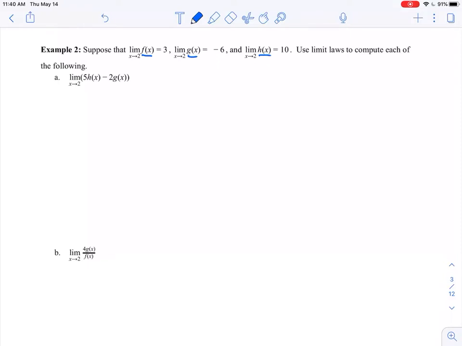So in part A right here, I would start off by saying, okay, this looks like a, I was going to say sum and difference, but I guess a difference rule. I'm going to take this limit and distribute it over my subtraction here. So I have limit as x approaches 2 of 5 times h of x minus limit as x approaches 2 of 2 times g of x.